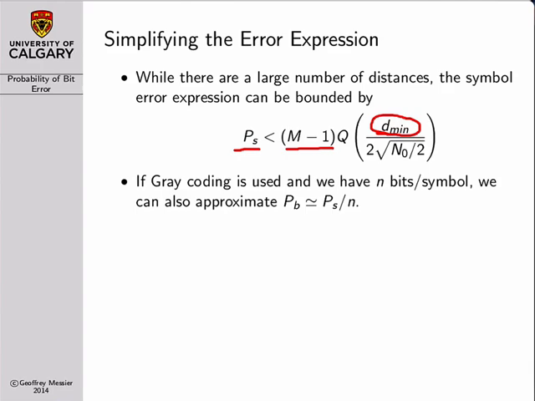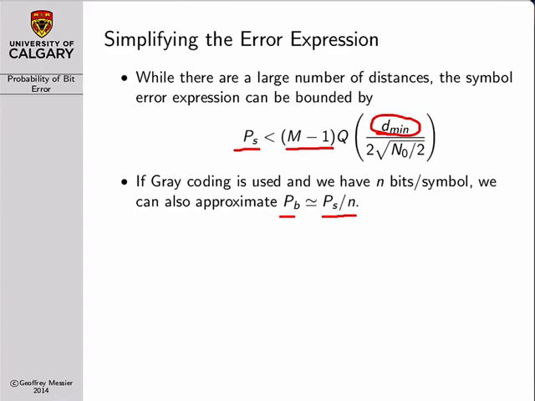And so the probability of bit error is approximately equal to the probability of symbol error divided by the number of bits per symbol. And again, that's an approximation because we assume that one symbol error corresponds to one bit error. However, one symbol carries n bits.